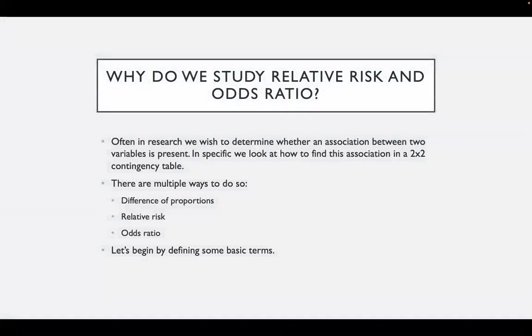Okay, so let's start off by talking about why we actually study relative risk and odds ratio. So often in research, we want to determine whether an association between two variables is present. And specifically, sometimes we will look at associations in what are called 2x2 contingency tables. So we have two variables of interest and we want to see whether they are associated or not.